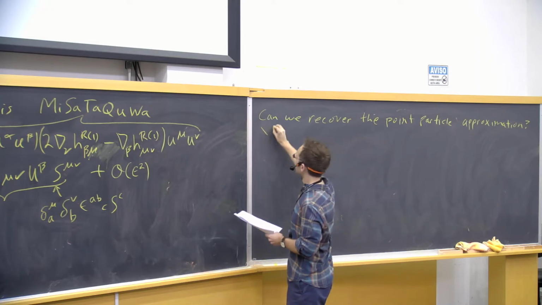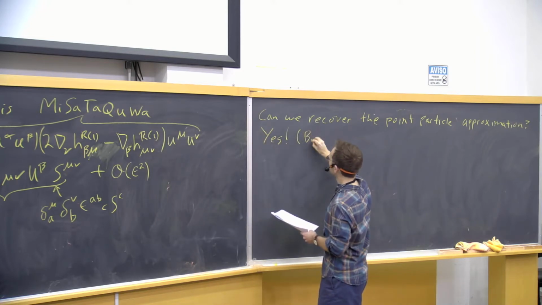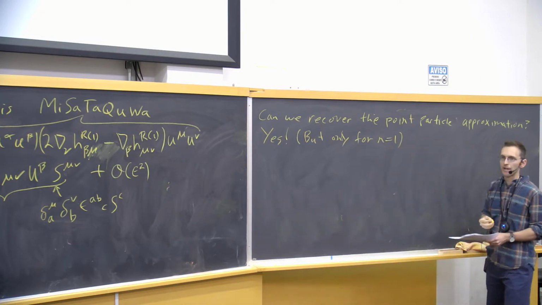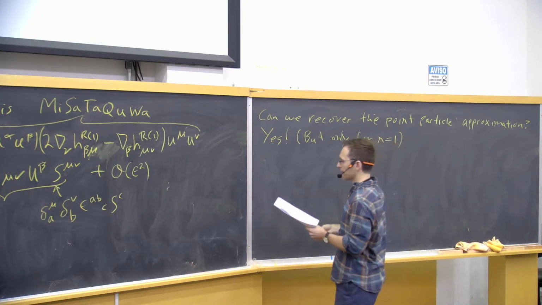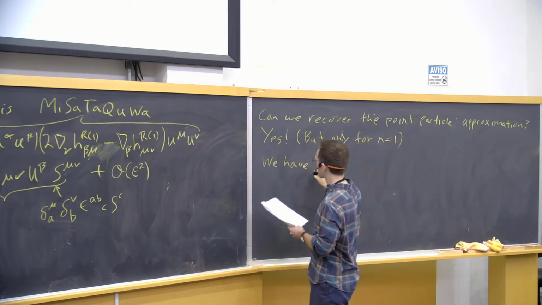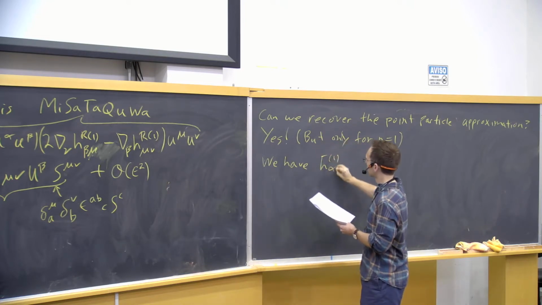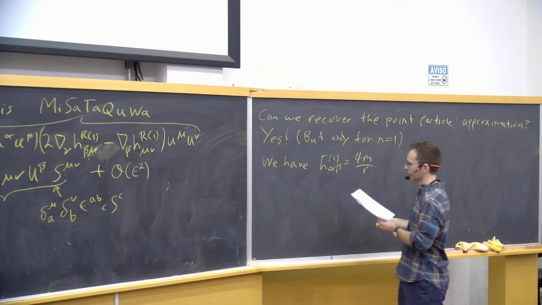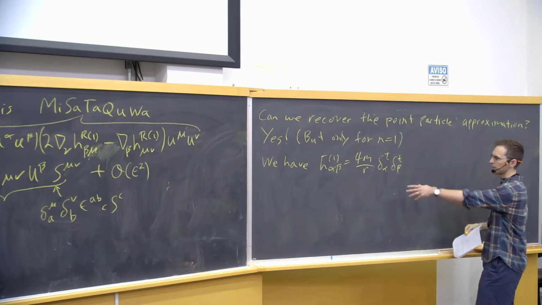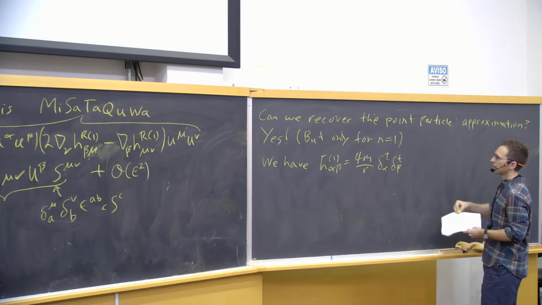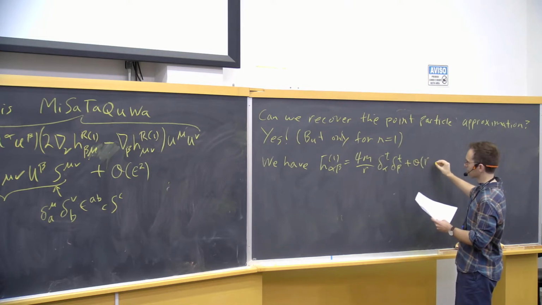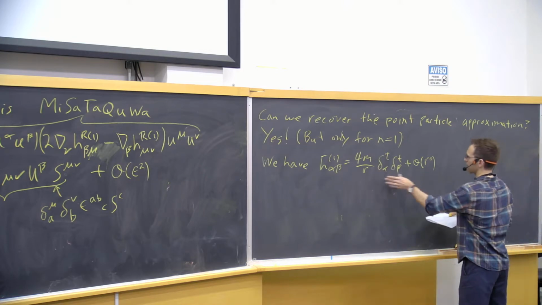The answer is yes, but only for the first order metric. So how do we recover that result at first order? Well, we have h bar 1 alpha beta is equal to 4m over r delta alpha t delta beta t. I didn't write the explicit other components, the ta and ab components, but in fact you only have tt components at order 1 over r, plus higher order corrections. So this includes HS and HR. This is the full H1.